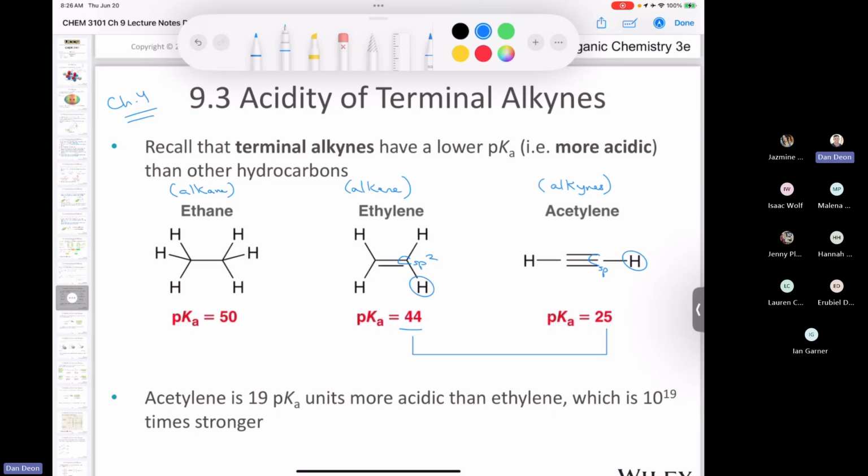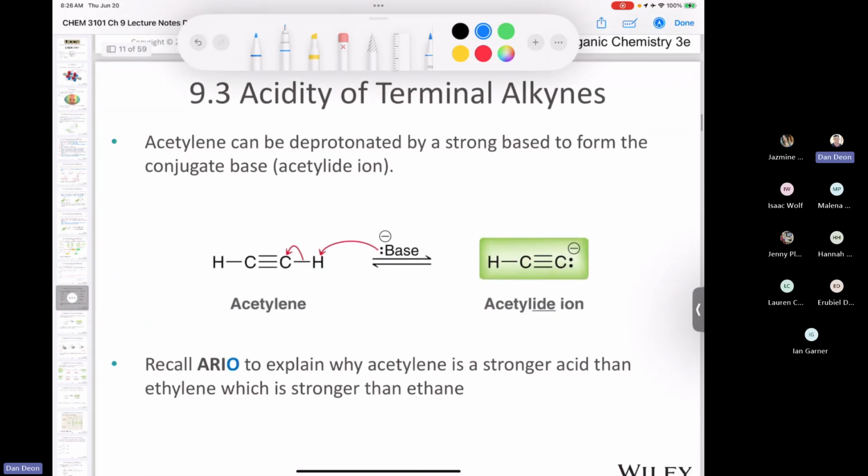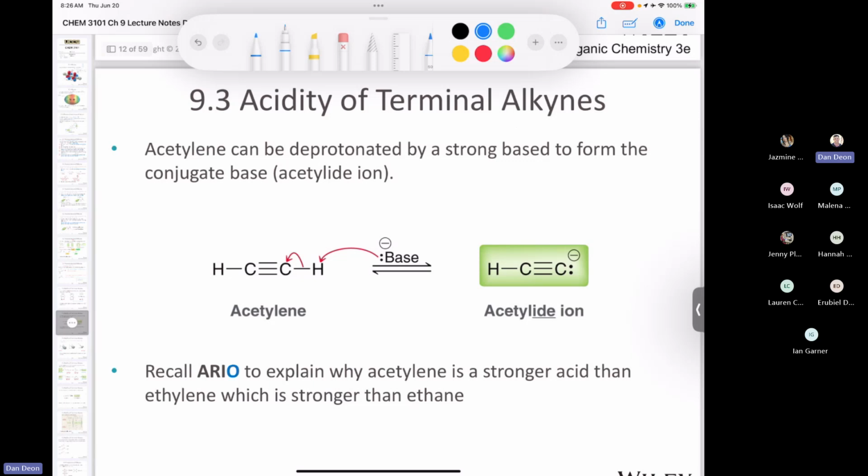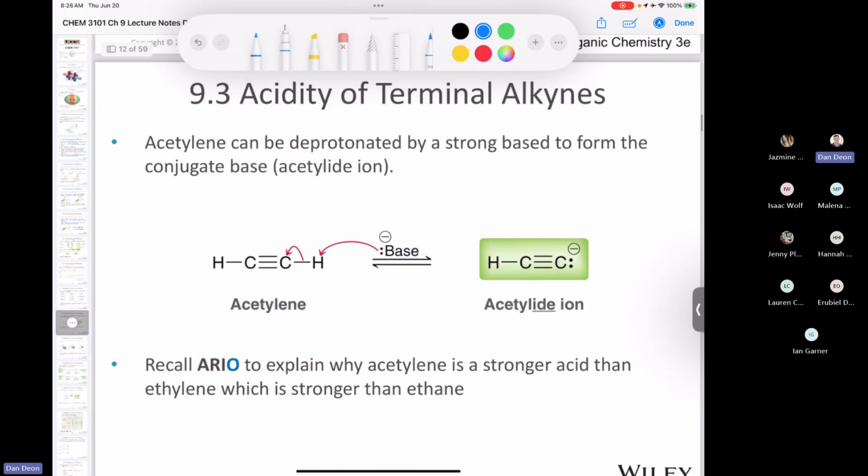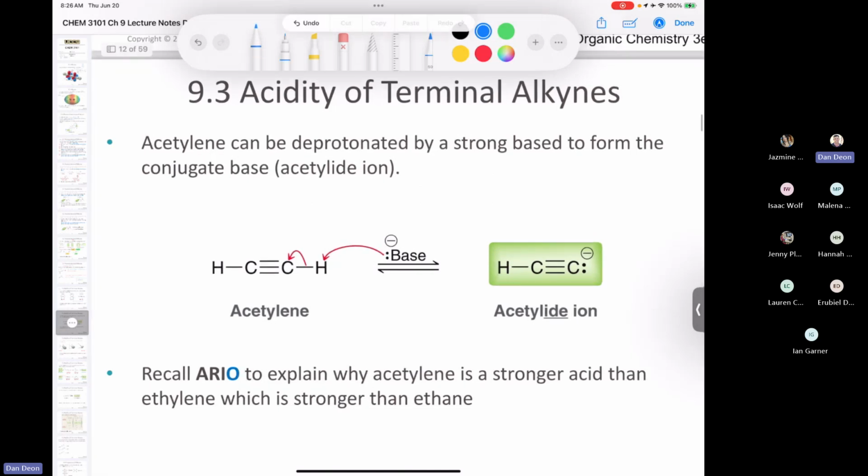Well, why is that? And we actually touched on this earlier on in the class. It's because an sp hybrid orbital is much smaller than an sp2 or an sp3 hybrid orbital, and so it's better able to stabilize the negative charge. We're going to see that on this slide. But before we get there, I just want to point out that because of the lower pKa of a terminal alkyne, and of course acetylene counts as a terminal alkyne because both of the carbons have a hydrogen attached in that triple bond, acetylene can be deprotonated by a strong base to form the conjugate base, and we call that an acetylide ion.